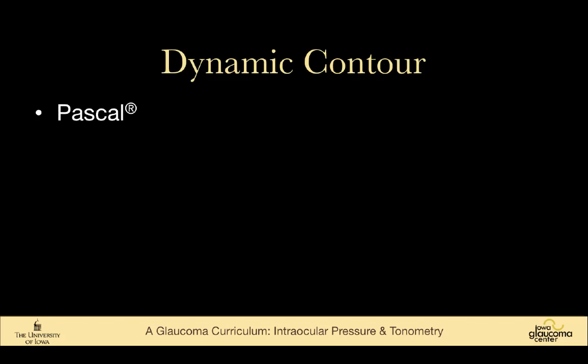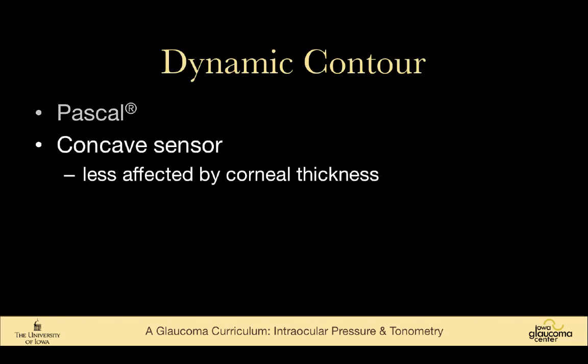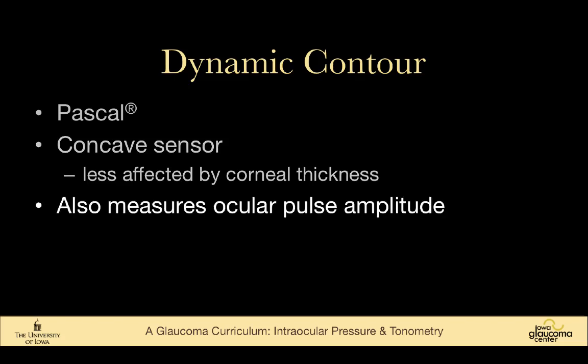So the dynamic contour tonometry, also called Pascal, is very ingenious. It has a concave sensor that is less affected by corneal thickness and really more accurate in patients who have wide varieties of corneal thickness. It can also measure pulse amplitude.